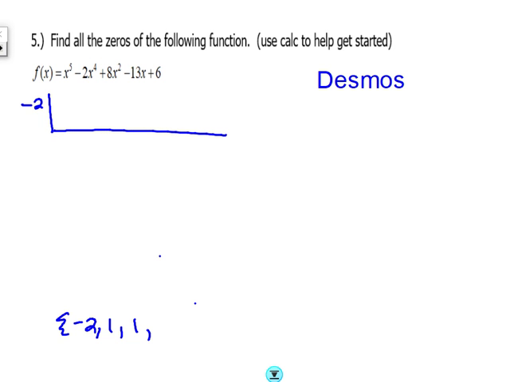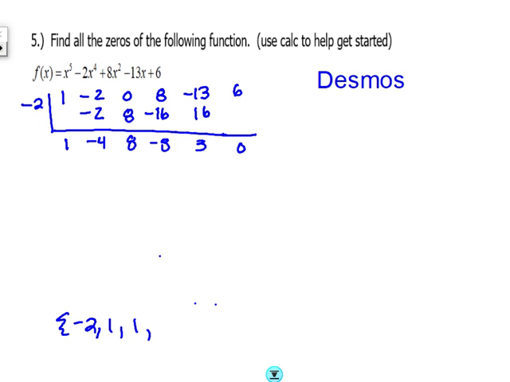All right, am I missing any term? I'm missing the cube term. So 1, negative 2, 0, 8, negative 13, and 6, and I should be getting a 0 remainder because this is a 0. All right, 1, drop, multiply, add, multiply, add, multiply, add, multiply, add, and multiply, and I'm getting 0.